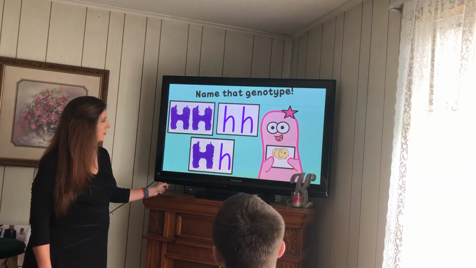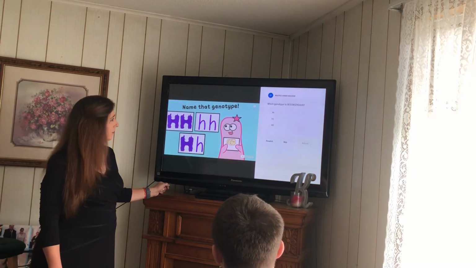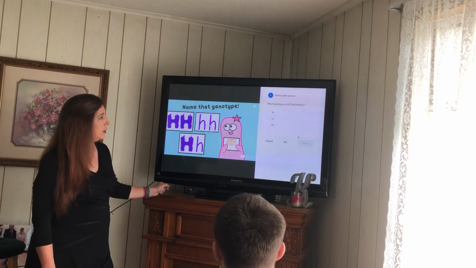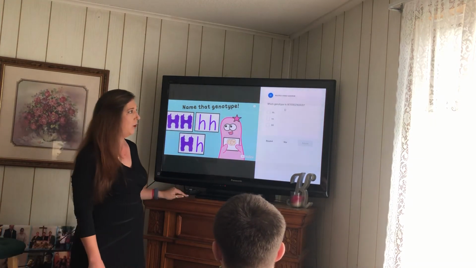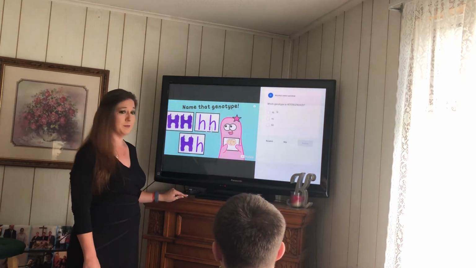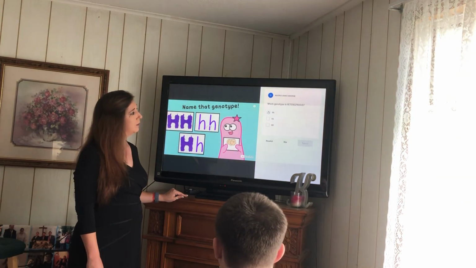If I were to show you a guinea pig with hair, so which genotype is heterozygous? What does hetero mean? Different. It'd be this one.